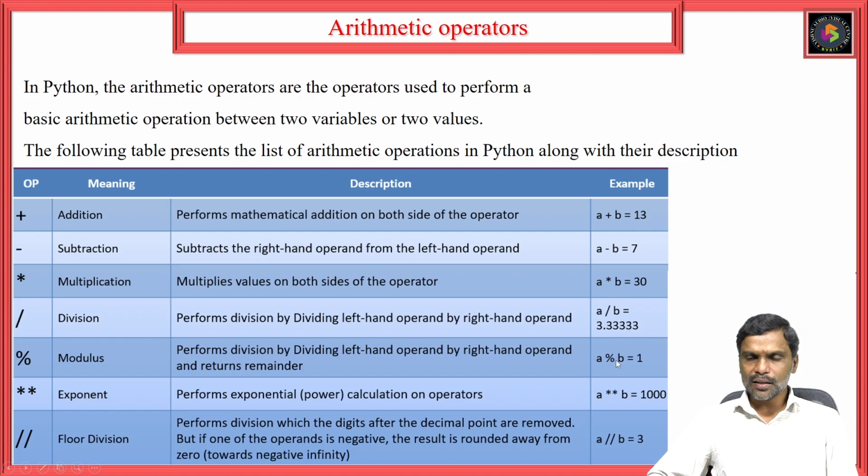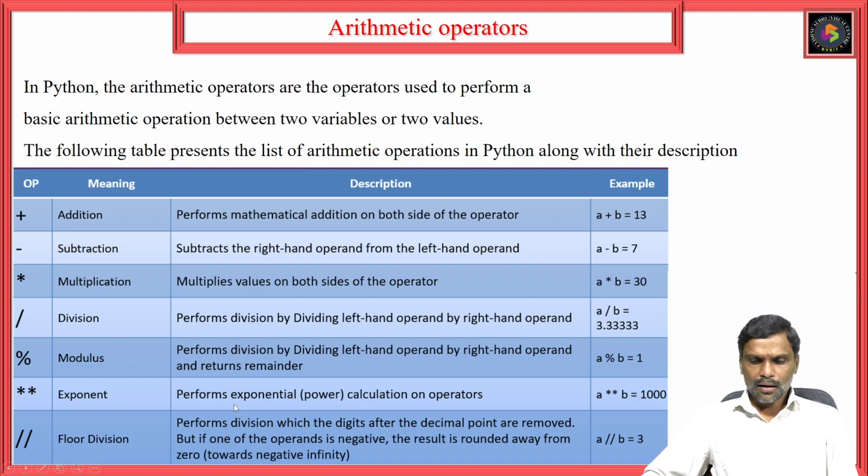But in this case you can see a is equal to 10, b is equal to 3. 10 divided by 3. 3 threes are 9, 1 will be the remainder. It gives the value of the remainder. So please try to remember, don't confuse here, the difference between division and modulus we have discussed.